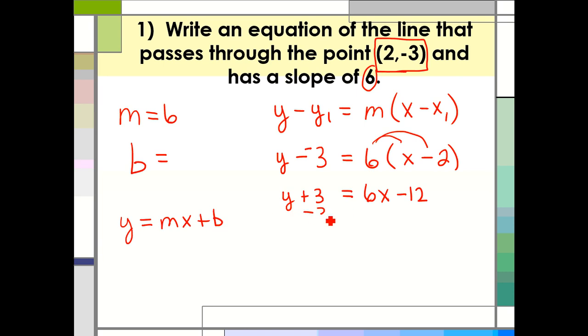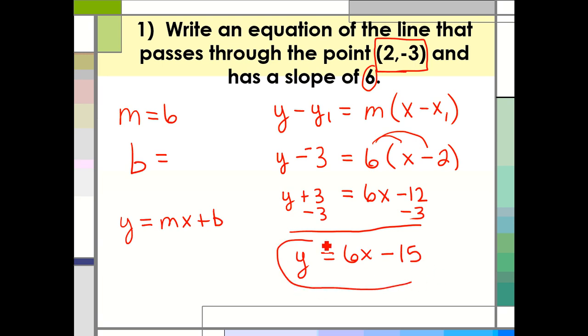So I would subtract the 3 from both sides. And when I do that, I get the y by itself. And then I have my mx, and then I have my plus b value. And I now have it in slope-intercept form.